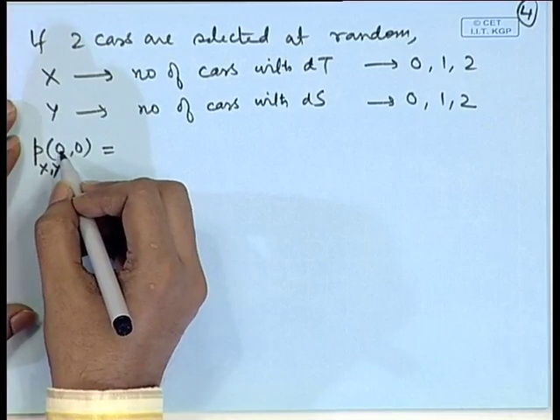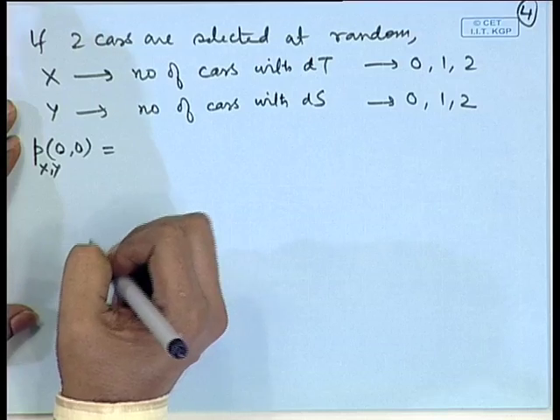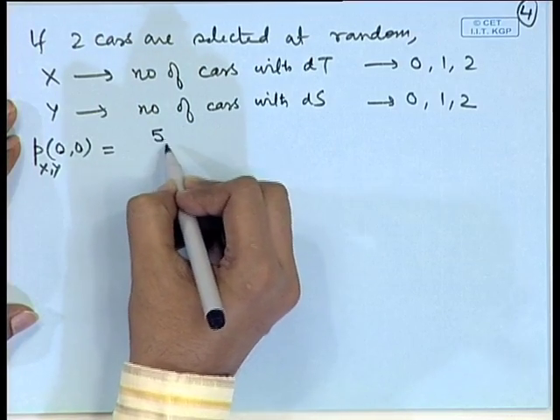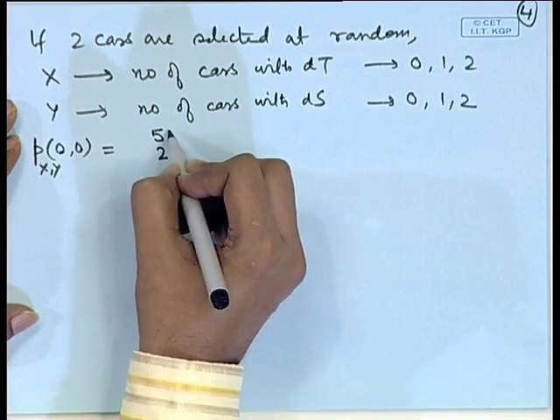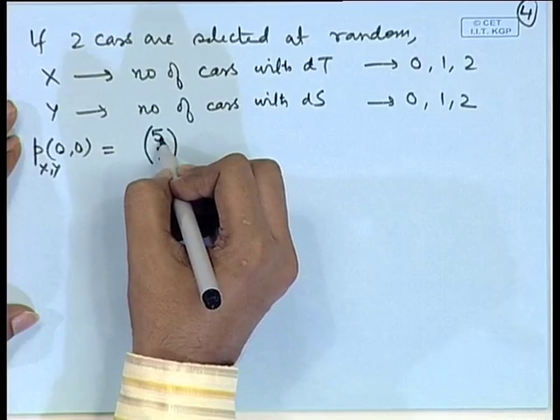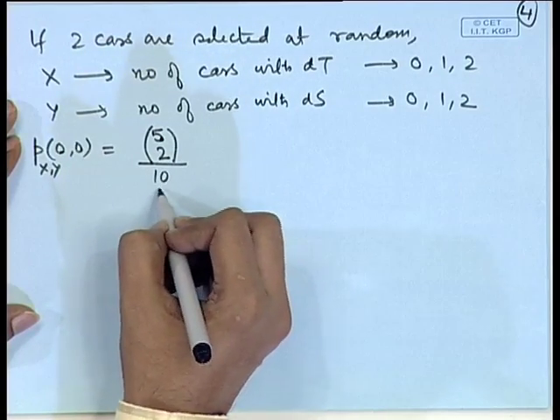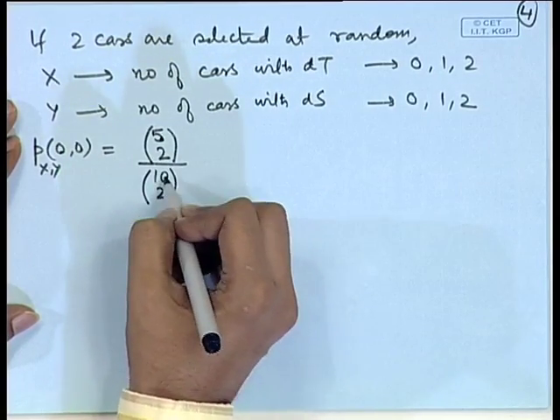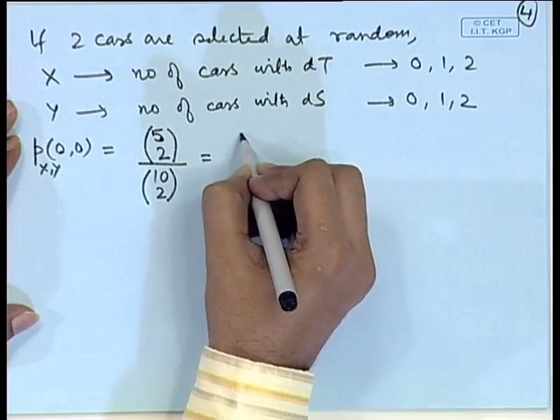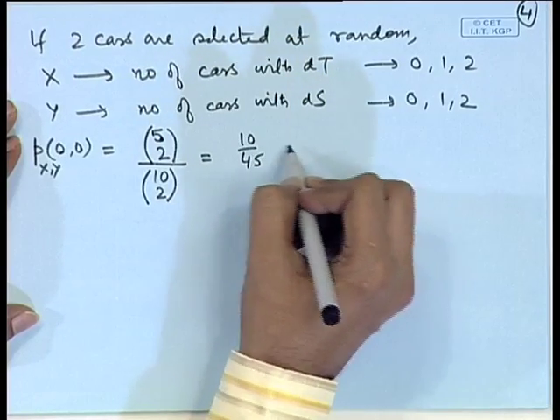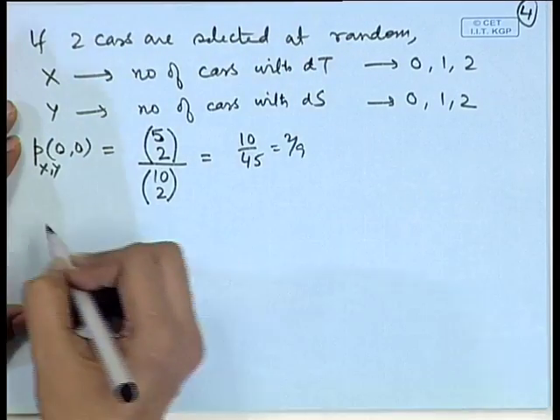So, the probability distribution of (x, y) can be described. What is the probability that x is equal to 0, y is equal to 0? Now, this is possible if both of the selections are made from the good 5 cars out of the total selections from 10. So, this is equal to 10 by 45 or 2 by 9.